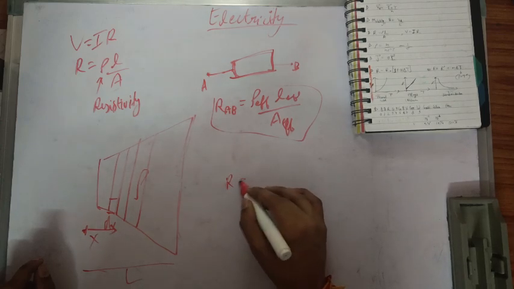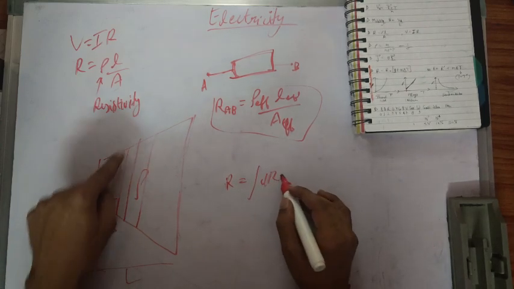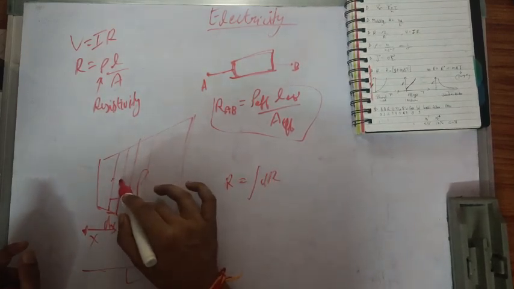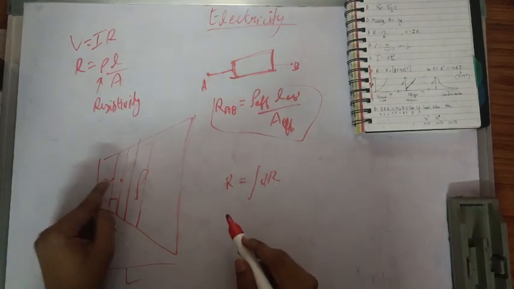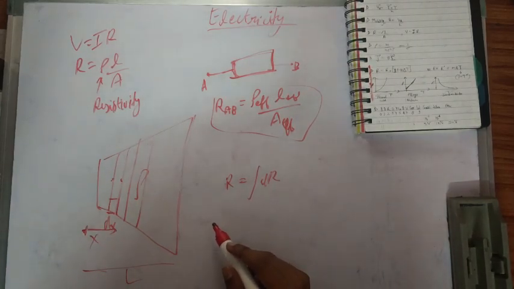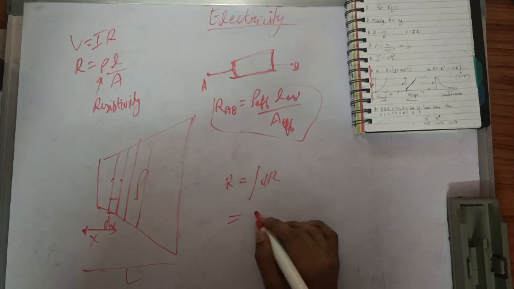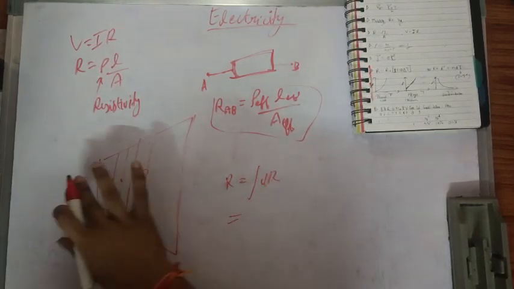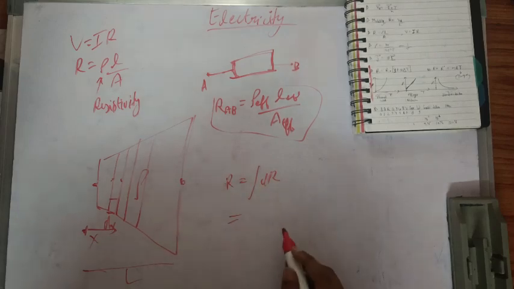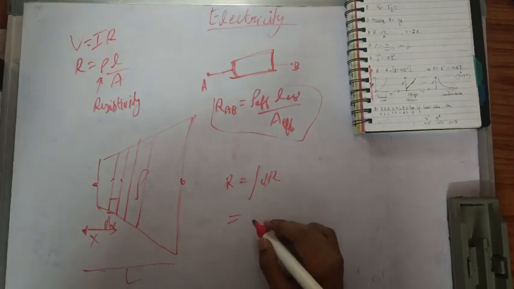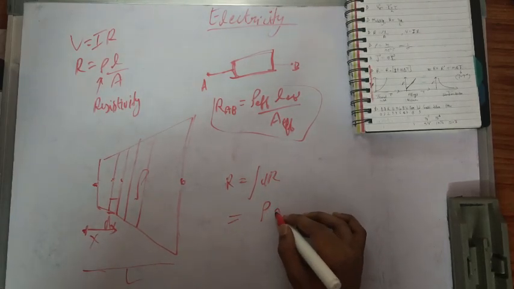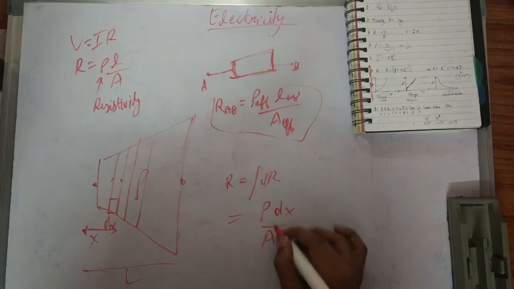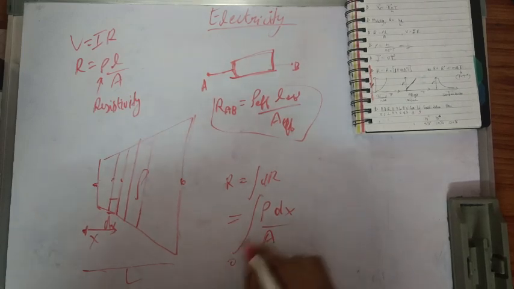So the resistance between these two points is the integration of these small elements' resistance dR. The summation of all these resistance values will give the total resistance between this point and this point, which is rho, which is constant, times dx over the area of cross section, integrated from 0 to L.